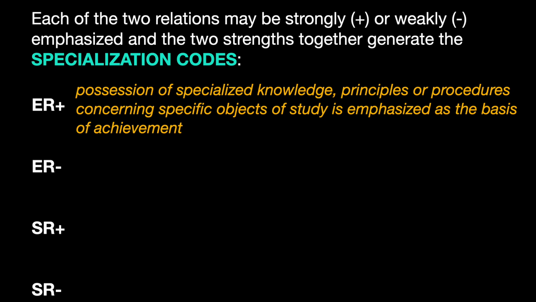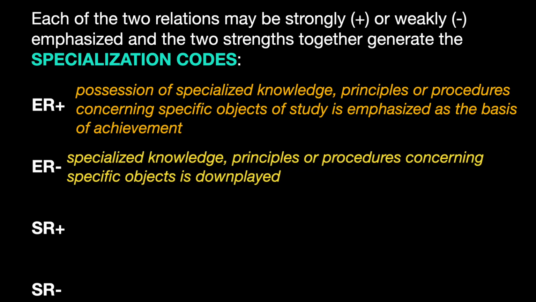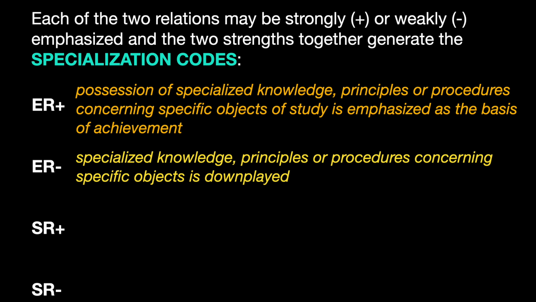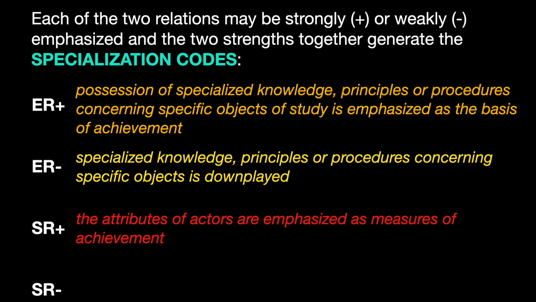Here's the next one. When an epistemic relation is weak in a practice, it's because specialized knowledge, principles or procedures concerning specific objects is downplayed. When a social relation is strong in a practice, it's because the attributes of actors are emphasized as measures of achievement. And when a social relation is weak in a practice, it's because the attributes of actors are downplayed.